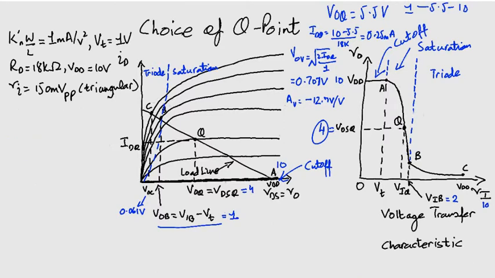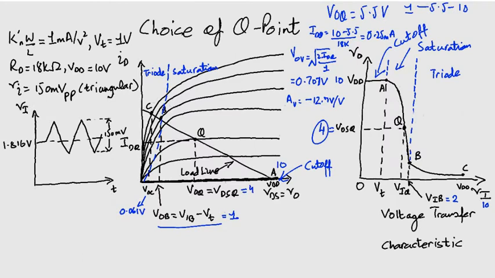Now the small input signal is 150 millivolts peak to peak and has a triangular waveform. However, it also has a DC value. Look at this. That DC value is 1.816 volts. Remember, this is also VIQ, the input voltage value at the Q point. So what are the values of the extremities of the input signal? These are 1.891 volts and 1.741 volts.